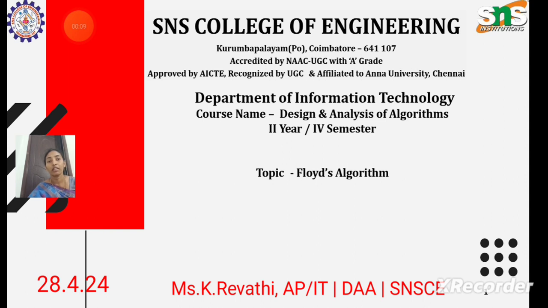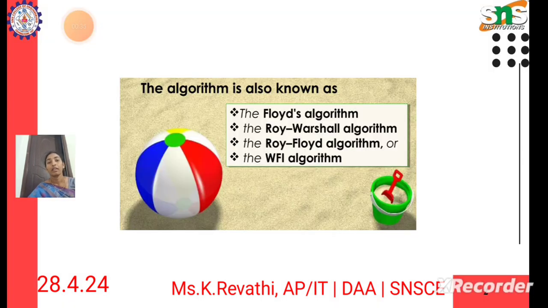In my today's lecture series, we are going to see about Floyd's algorithm. Floyd's algorithm, also known as the Floyd-Warshall algorithm, is used for finding the shortest paths between all pairs of vertices in a weighted graph with positive or negative weights. It works by comparing all possible paths through the graph and recording the minimum distance for each vertex pair. It is also called the Roy-Warshall algorithm, the Roy-Floyd algorithm, or the WFI algorithm.